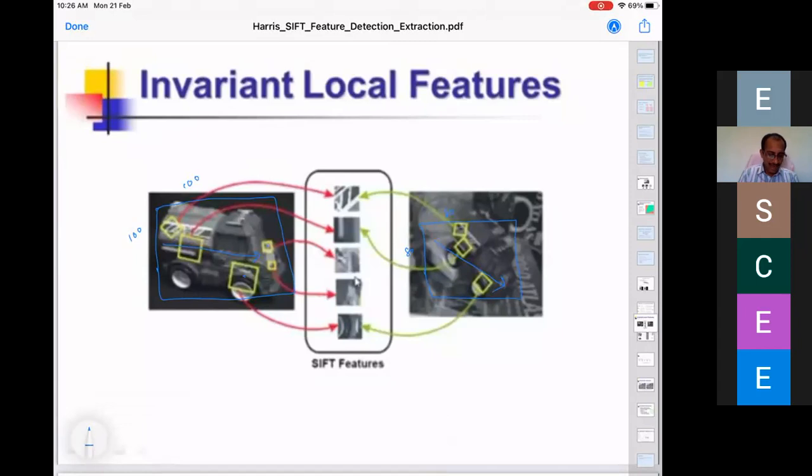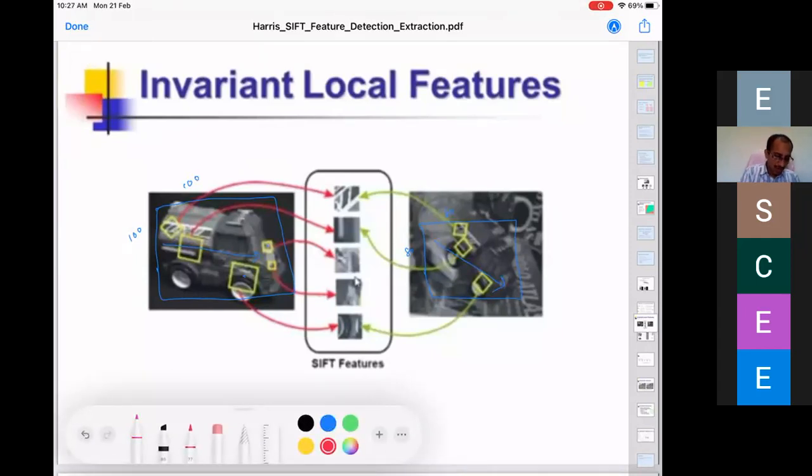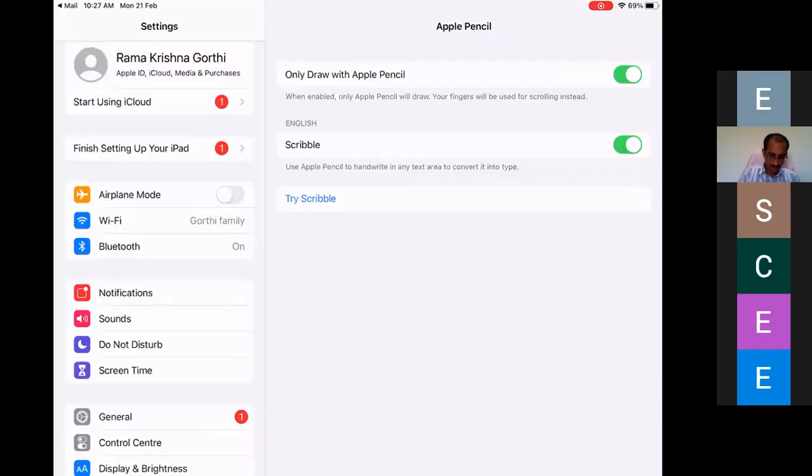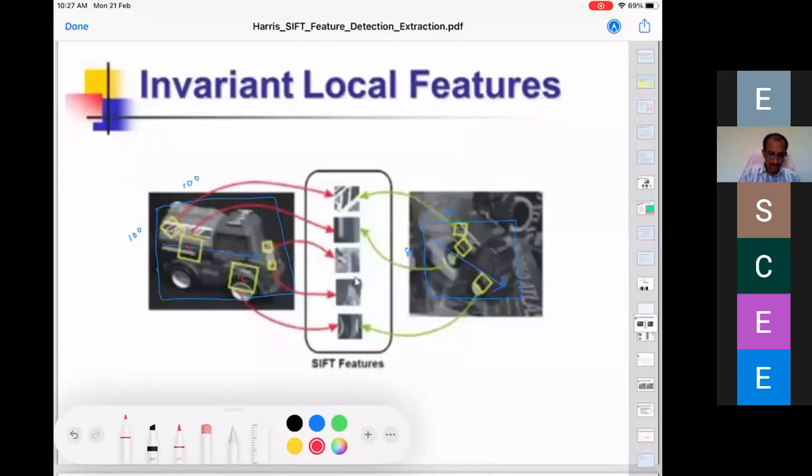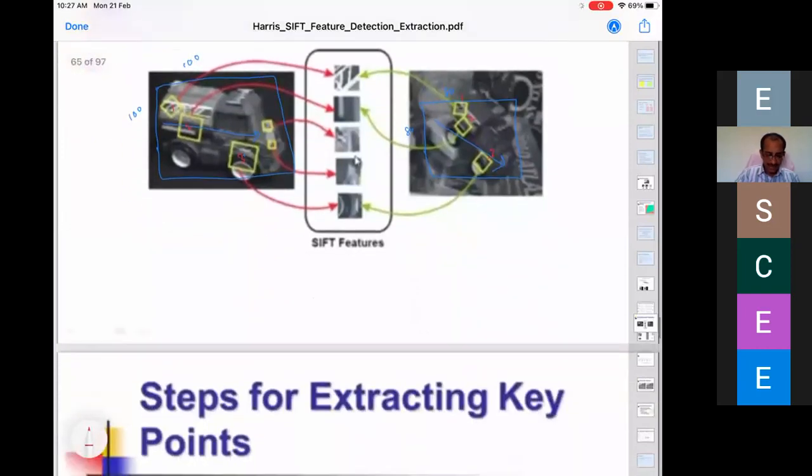Whereas in key point matching, we don't bother about matching the whole image. We get hold of key point 1, 2, 3, and so on. So we get hold of several key points, and then we try to match across different key points, to see which key point is a good match for which key point, and so on. So that's what we are discussing.